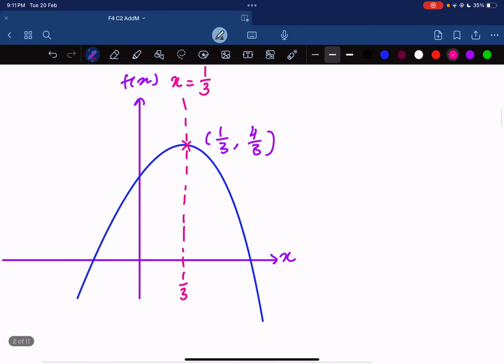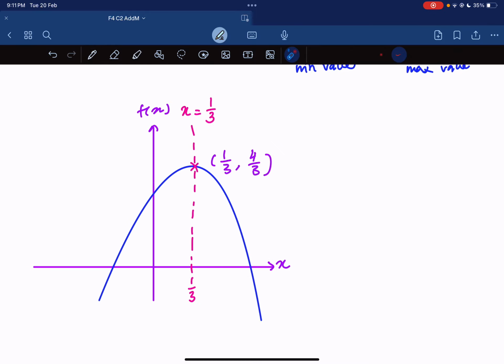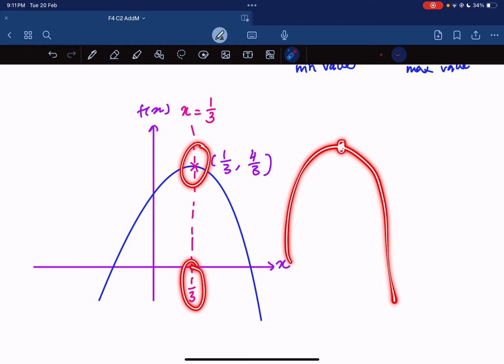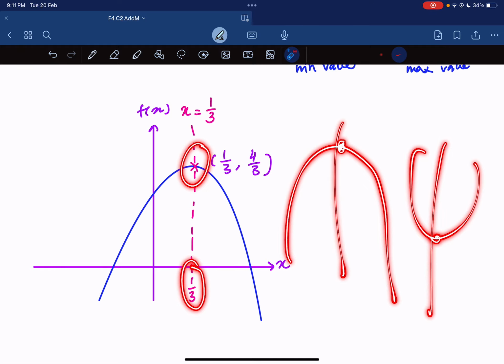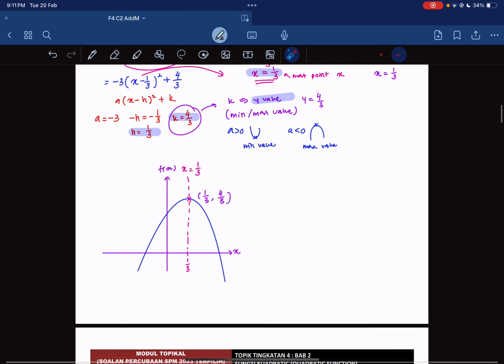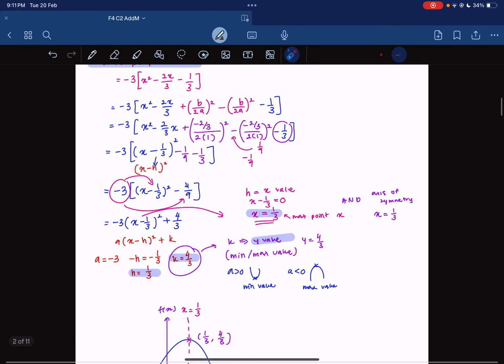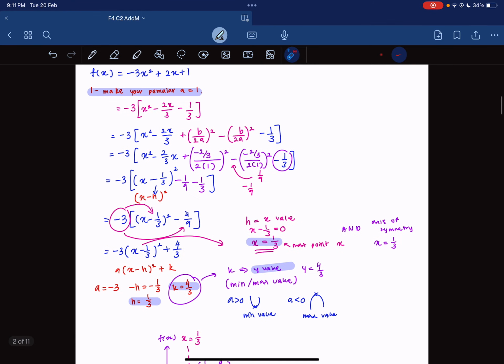Sebab at any point on the graph, memang macam ni je dia akan bahagi. Dan memang dia akan sentuh 1/3, dia akan sentuh minimum dengan maximum point, sebab graph tu memang scatter on both sides. So itu je lah untuk vertex, dia punya steps.